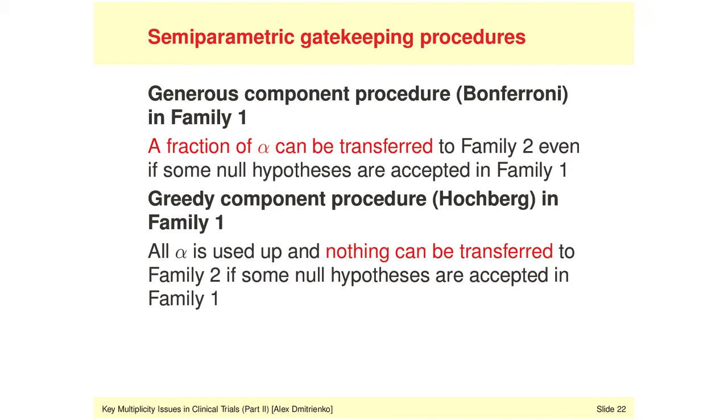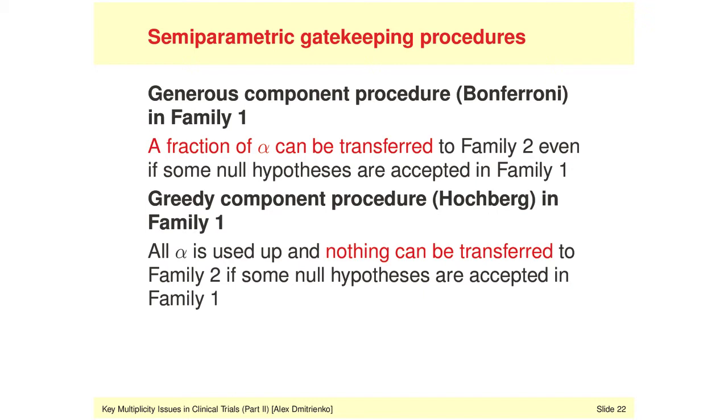So going back to the question we asked on slide 21, if a greedy component procedure such as the Hochberg is selected in the primary family, we make a heartbreaking discovery that all alpha will be used up and nothing can be transferred to the secondary family if some null hypotheses are accepted in the primary family. For example, if exactly one hypothesis is rejected in the primary family, nothing can be carried over to the secondary family. Why did I say heartbreaking?